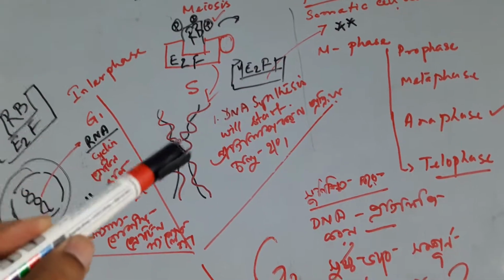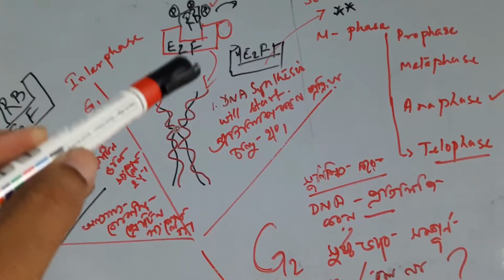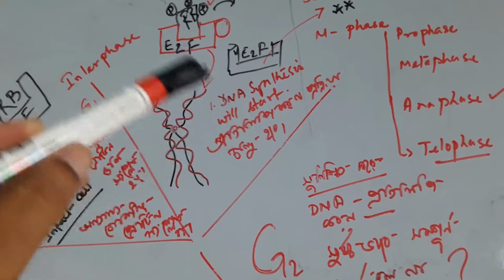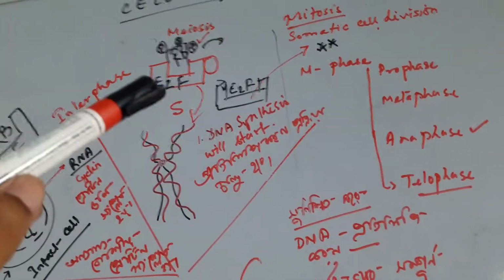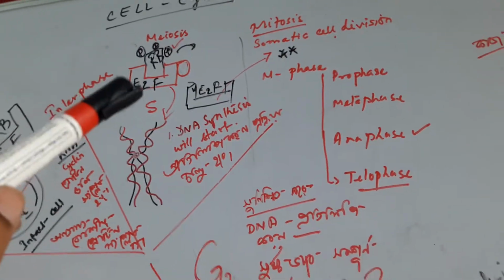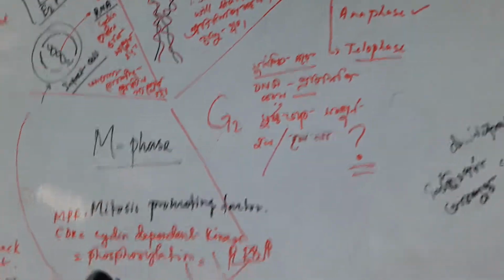Before DNA replication starts, the E2F factor needs to get released from the RB protein, which is an inhibitor of E2F. This is done by phosphorylation. Then it moves to the G2 phase and then the M phase.